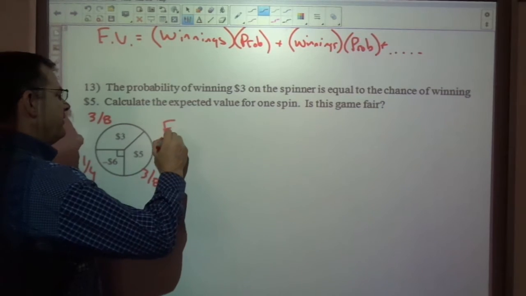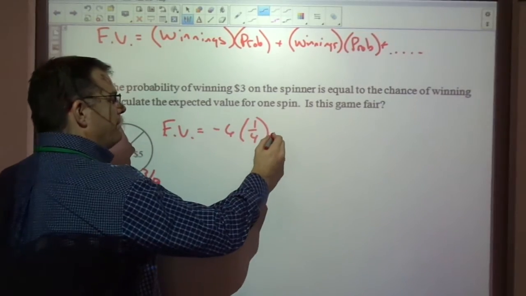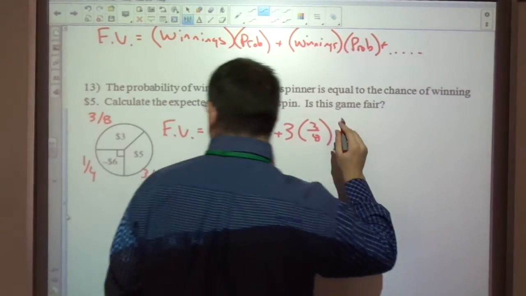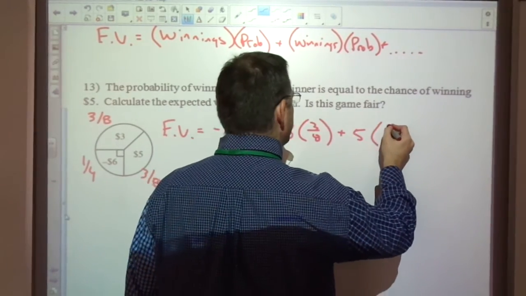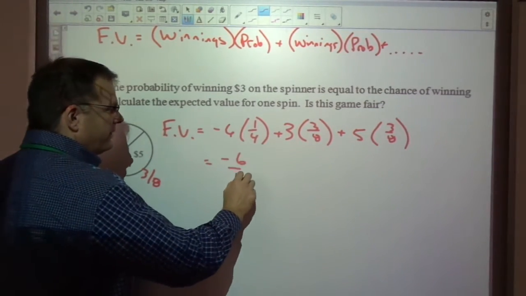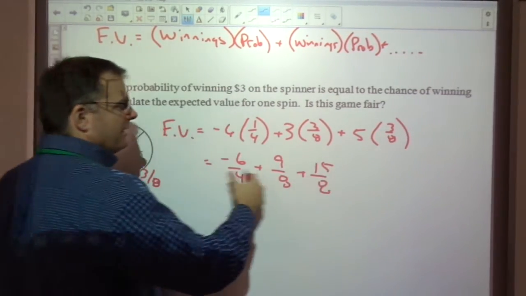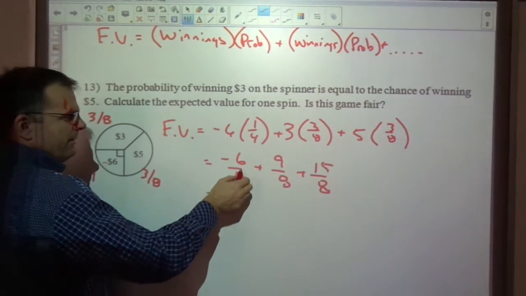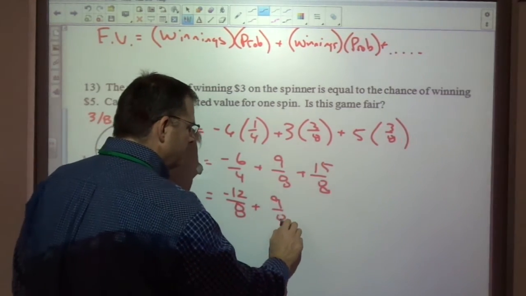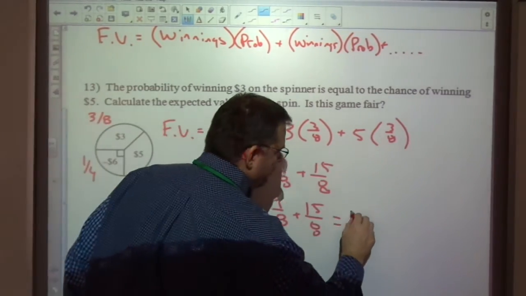So to find my expected value, I could lose $6, and there is a 1 out of 4 chance of that happening. Or I could win $3, and there is a 3 out of 8 chance of that happening. Or I could win $5, and there is a 3 out of 8 chance of that happening. So then I just multiply these. Negative 6/4 plus 9/8 plus 15/8. I need a common denominator. I can't add them up until I have a common denominator. So this I'll double the top and bottom, make it 12/8. So there's 24 minus 12 is 12/8.